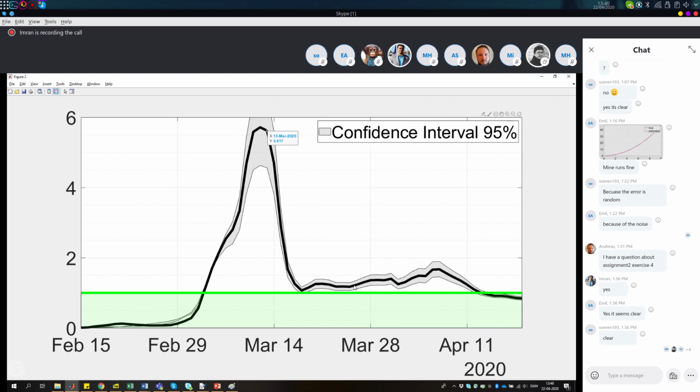The lockdown was, I think, on the 8th of March, maybe over here. But then we see that it starts to take effect 3 weeks after the lockdown. Of course, there is some delay because the incubation period of this virus also takes some time. You can see here that it's going down below 1, meaning that now the virus is under control in Denmark, at least.